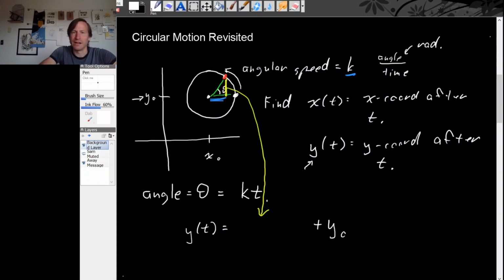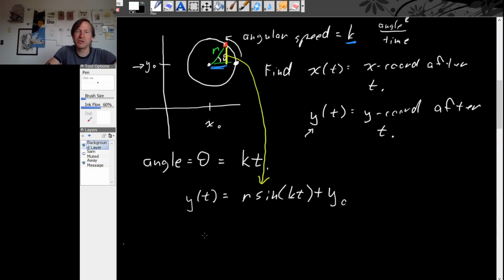And the radius of the circle, I guess we need to name the radius of the circle. Let's call it r. And we've seen that when you've rotated through an angle theta, the vertical coordinate, this yellow vertical distance, is just the radius times sine of the angle. And the angle here is k times t.